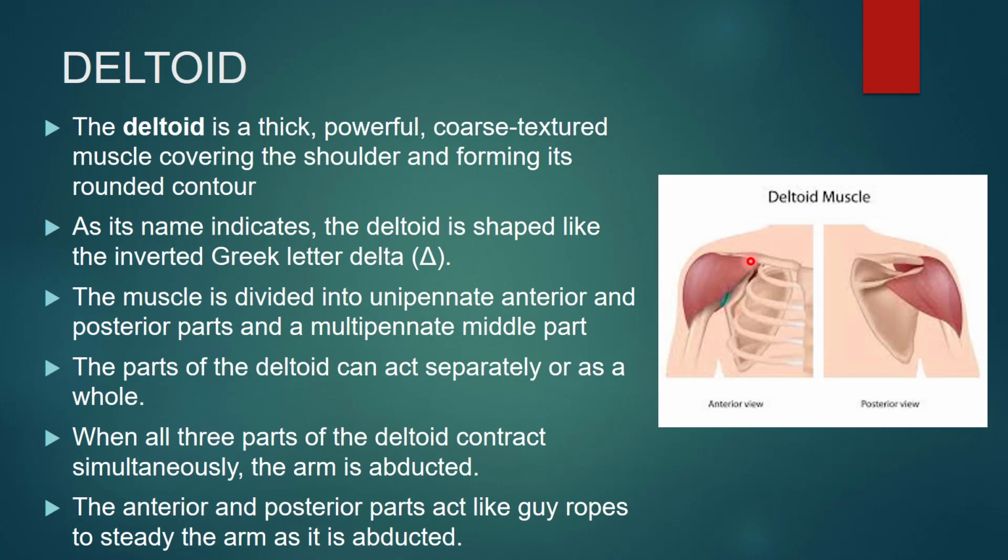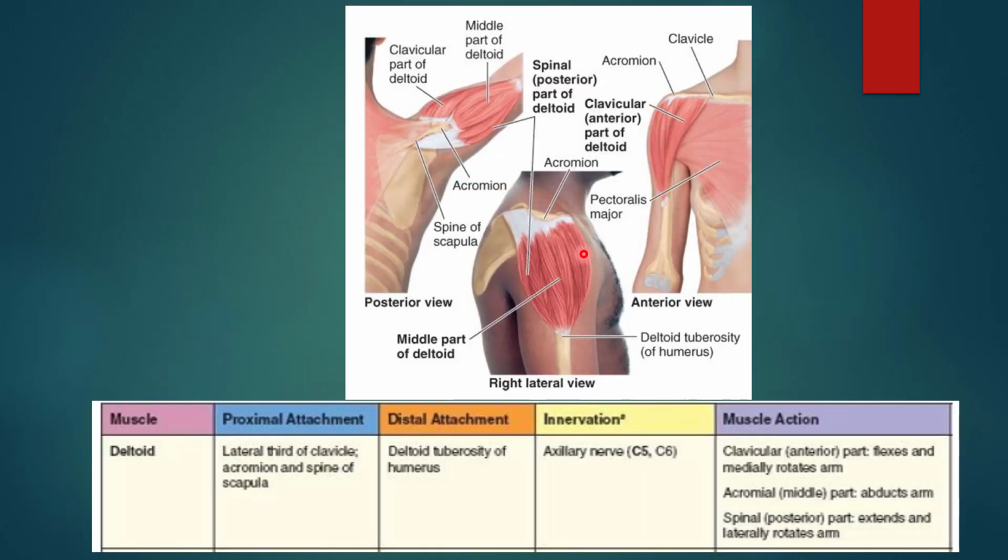This is a thick, powerful, coarse textured muscle covering the shoulder and forming the rounded contour of the shoulder. See here in this diagram, this is the deltoid. Anterior fibers are unipinnate, posterior fibers are also unipinnate, but the middle fibers are multipinnate. Okay, what is the origin? It originates from the lateral third of the clavicle, the acromion process, and the spine of the scapula. These are the three origins of the deltoid.